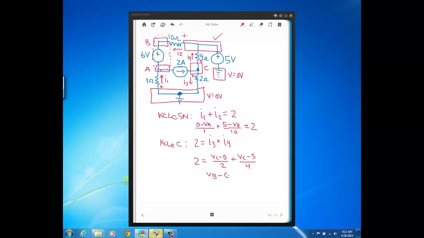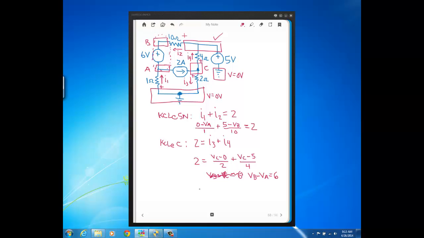Oops, that's a mistake. I'm sorry, it's not VC. Let's do that over again. Ignore that. It's going to be VB minus VA, equal to 6. Okay, there we go. That's correct. So now we've got our 3 equations, 3 unknowns. You can go ahead and solve.